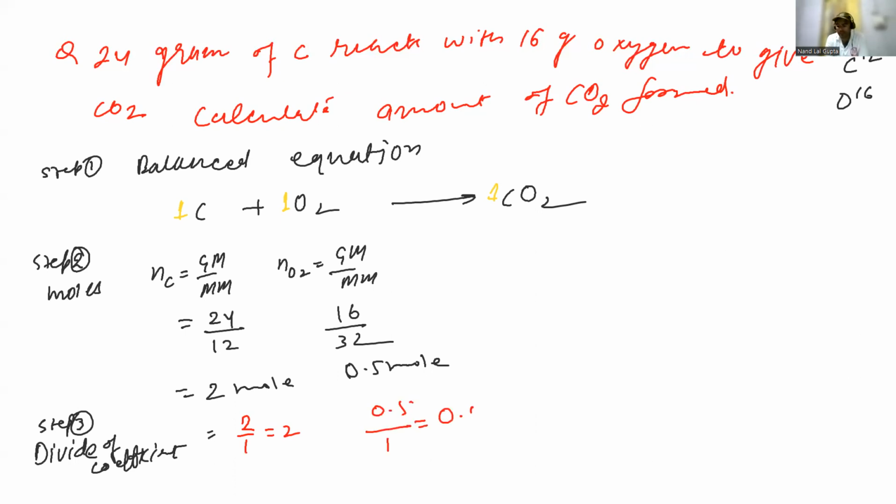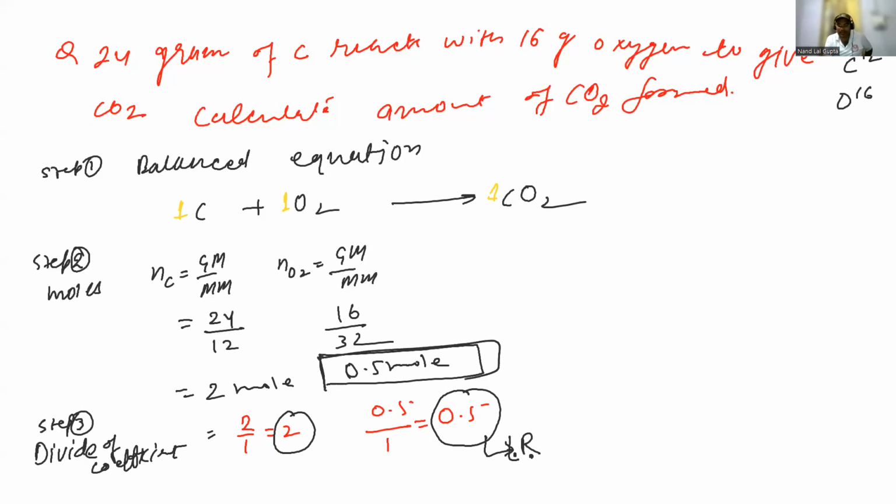Which is the least value? Tell me. The 0.5. So out of 0.5 and 2, which is the limiting reagent? 0.5. This is the limiting reagent, 0.5. Means which mole we have to consider? This mole we have to consider.